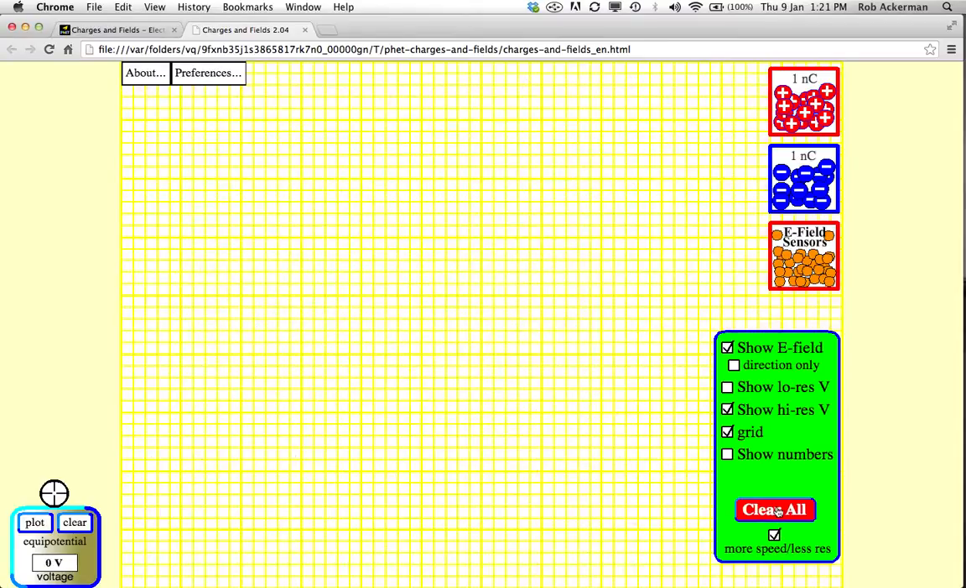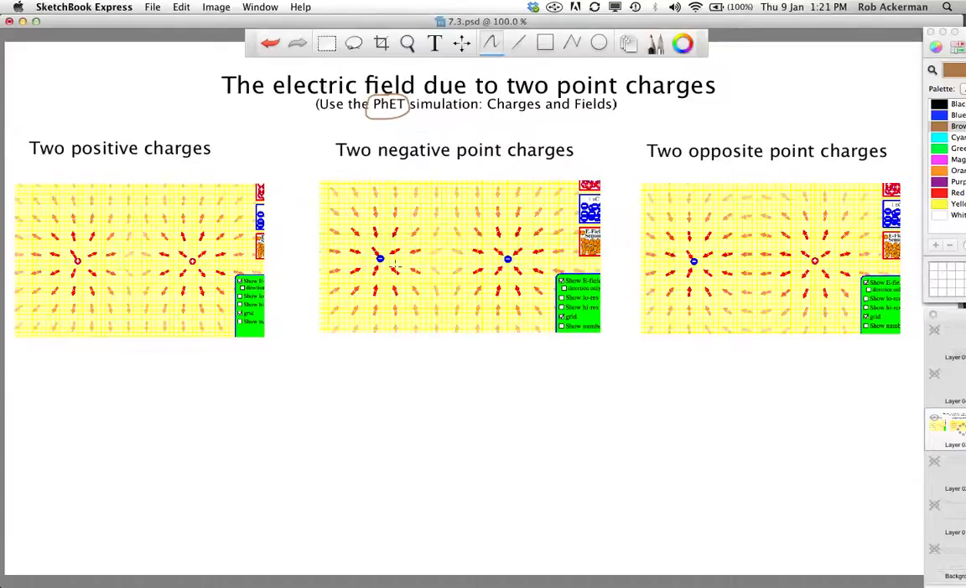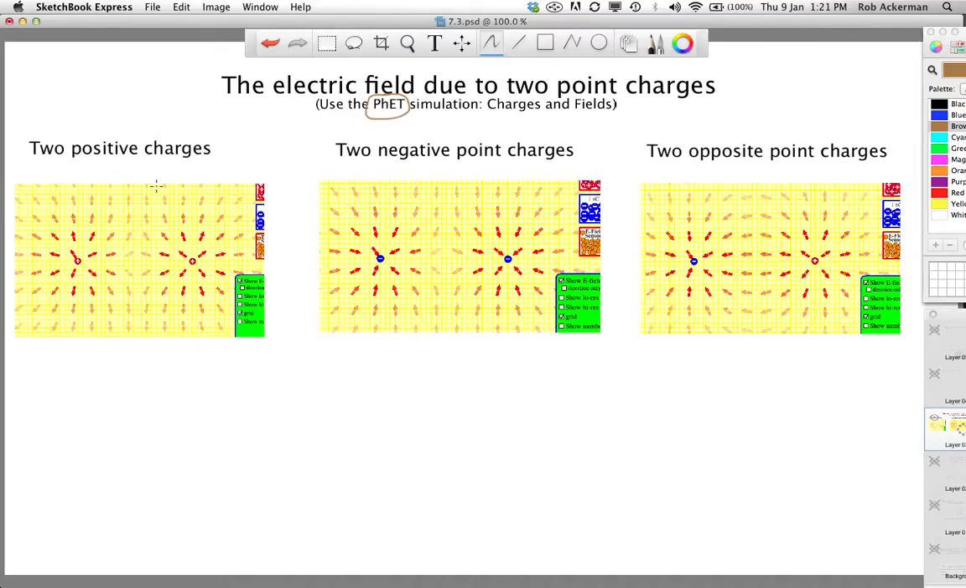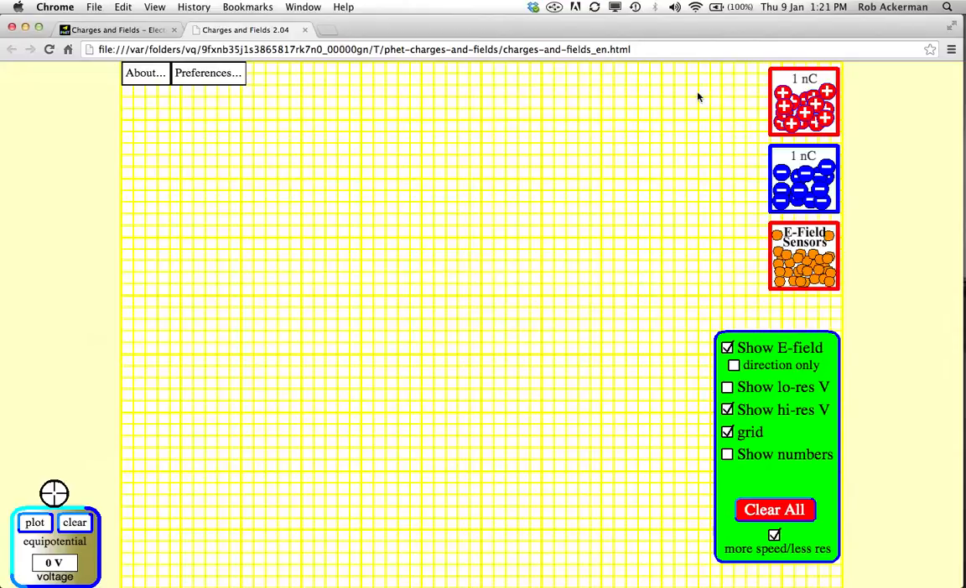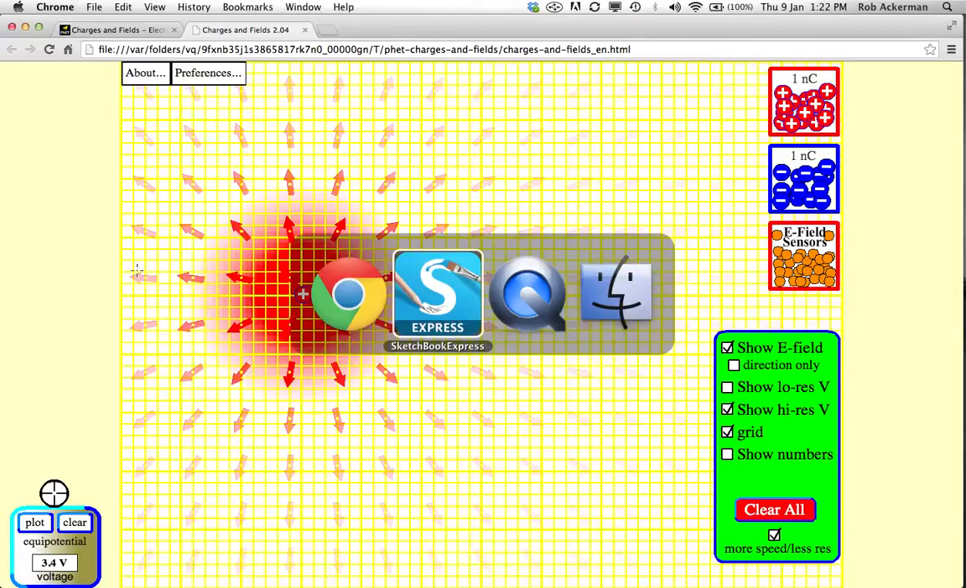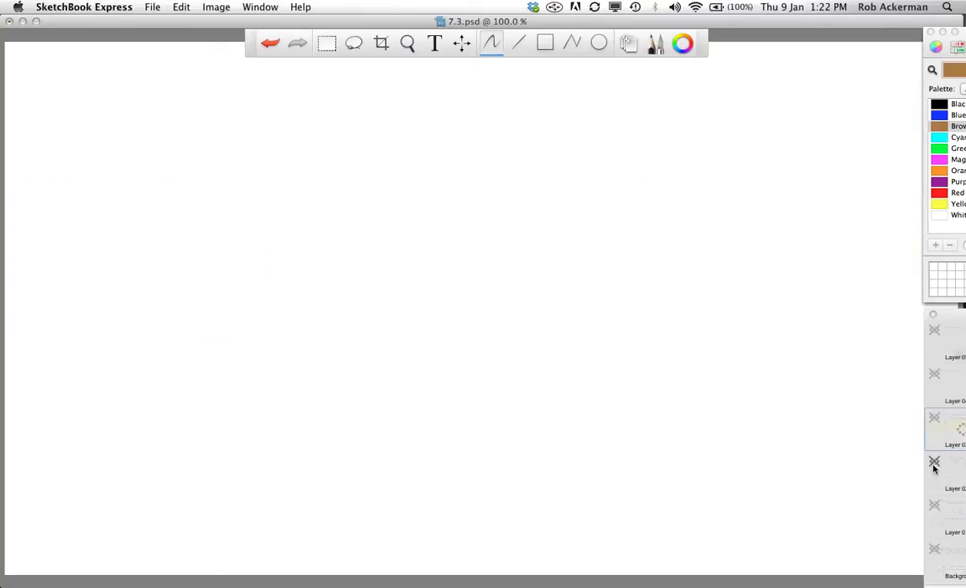So let me show you how to use this. Let's start simple. The first thing we're going to do is look at not the electric field due to one charge like we did back here, but now we're going to look at the electric field due to two positive charges. So what you can do in the PhET simulation, take a positive charge and place it on two of the lines that cross here on the grid. And what do you see? You see a very dense area of electric field lines getting less and less dense as they move out. This is just the outward electric field that we talked about when we looked at this.